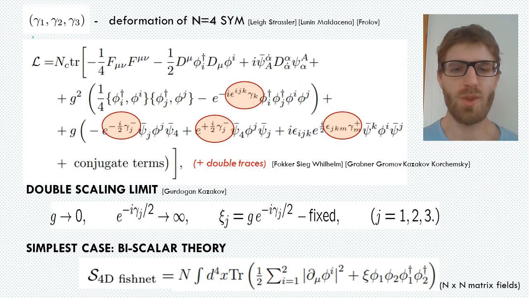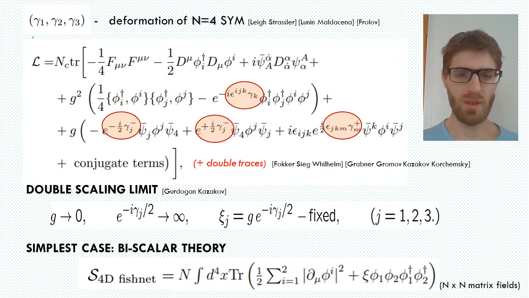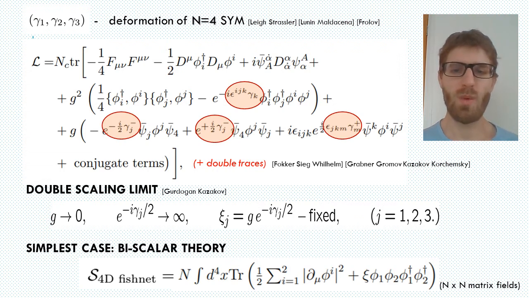Let's come back to the 4-dimensional Fishnet model and see how it was constructed. Gurdogan and Kazakov started from the gamma deformation of N=4 Super-Yang-Mills theory. This deformation depends on 3 parameters gamma_i, which in general completely break supersymmetry while preserving conformal invariance. The parameters enter explicitly the Lagrangian as phases.